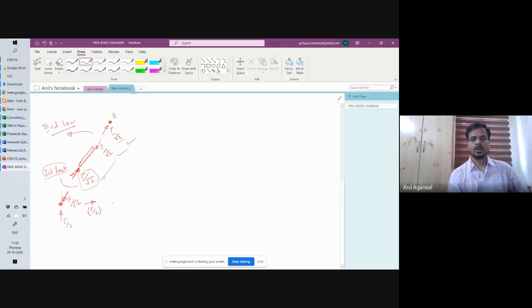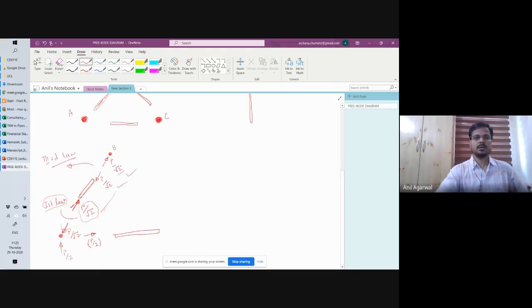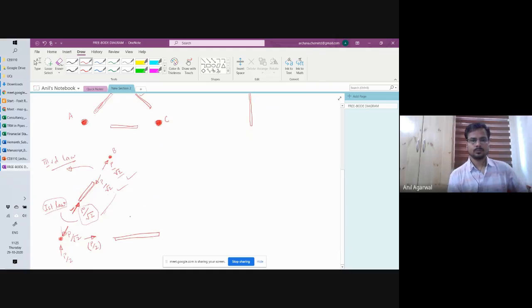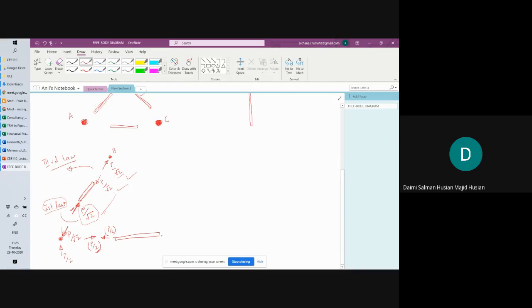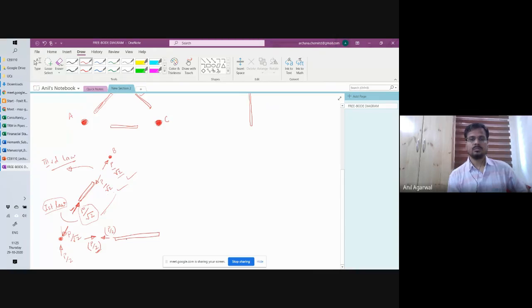This member is member number AC. Now on this member, since this joint is being pulled in this direction by P by 2, this member must be pulled by the joint in the opposite direction by P by 2. Salman, you are following it? Yes, sir. Okay. So this member is being pulled by P by 2. Now again, Newton's first law. So this P by 2 we got from the third law.